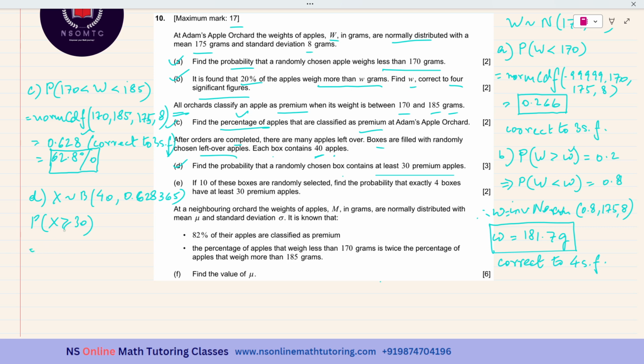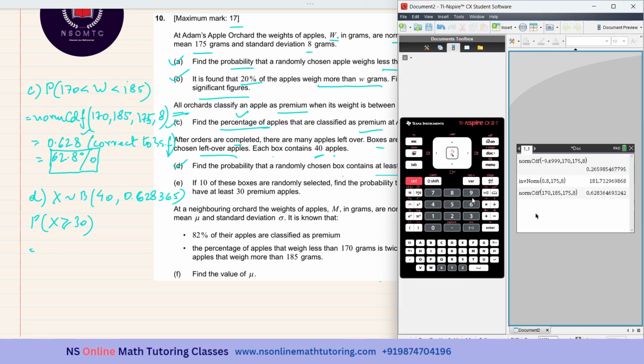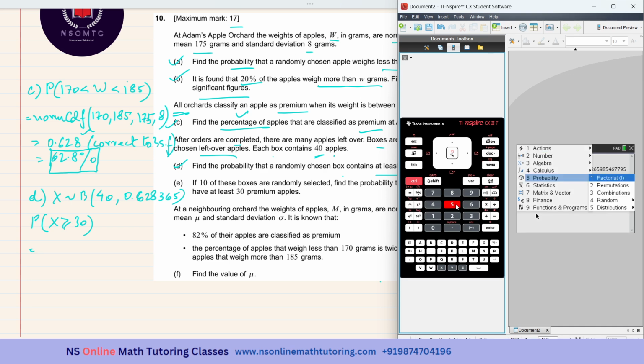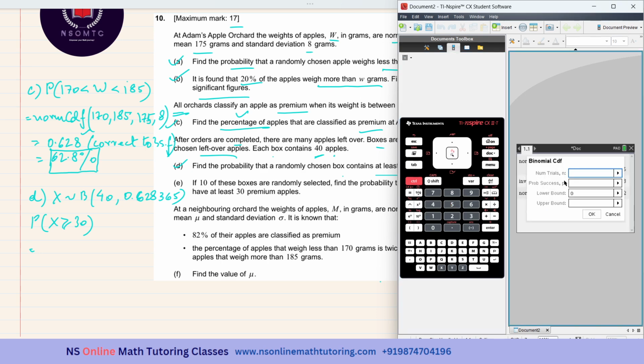This is a binomial distribution, so again Menu, then option 5 Probability, option 5 Distribution, and it is binomial CDF because it is greater than or equal to 30. It has an inequality, so we cannot use the binomial PDF option. It is the binomial CDF, option B. The number of trials is 40. The probability of success is 0.628365. The lower bound is 30, and the upper bound, since each box contains 40 apples, has to be 40.